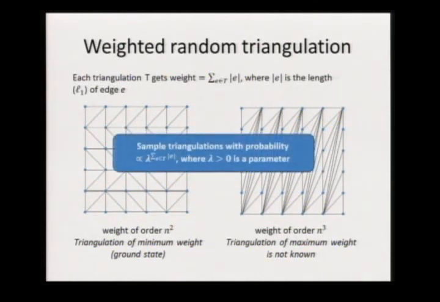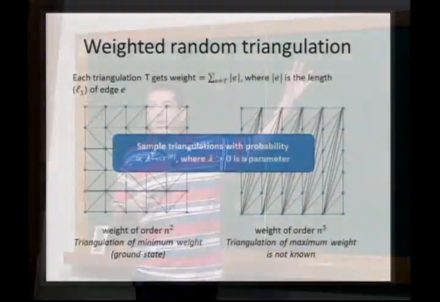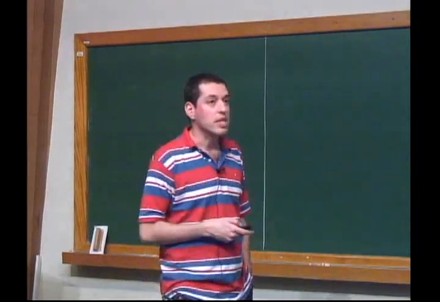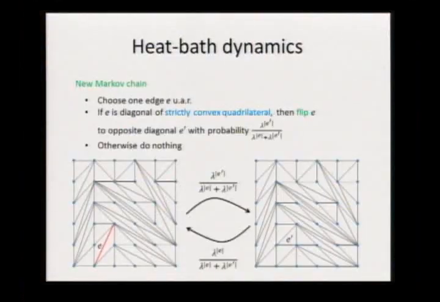And the goal is to sample a triangulation with probability lambda, which is a parameter, to the power of the weight of the triangulation, the sum of the lengths of the edges. Lambda will always be positive, but if lambda is smaller than 1, you favor triangulations with low weight of this type. If lambda is bigger than 1, you favor triangulations of this type. And if lambda is equal to 1, it's exactly the case I started with, the uniformly random lattice triangulation case.